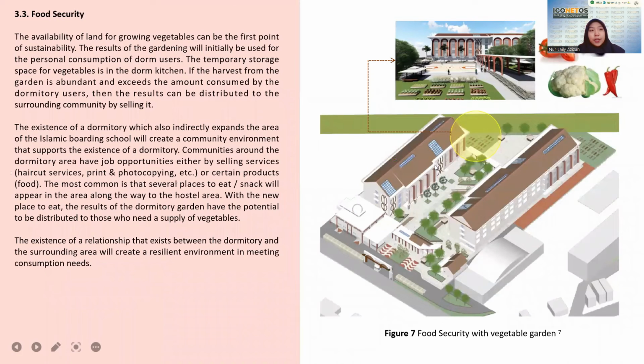The third point is food security. The availability of land for growing vegetables can be the first point of sustainability. The result of the gardening will initially be used for the personal consumption of dorm users. But if it exceeds that, it can be distributed to the surrounding community by selling it.